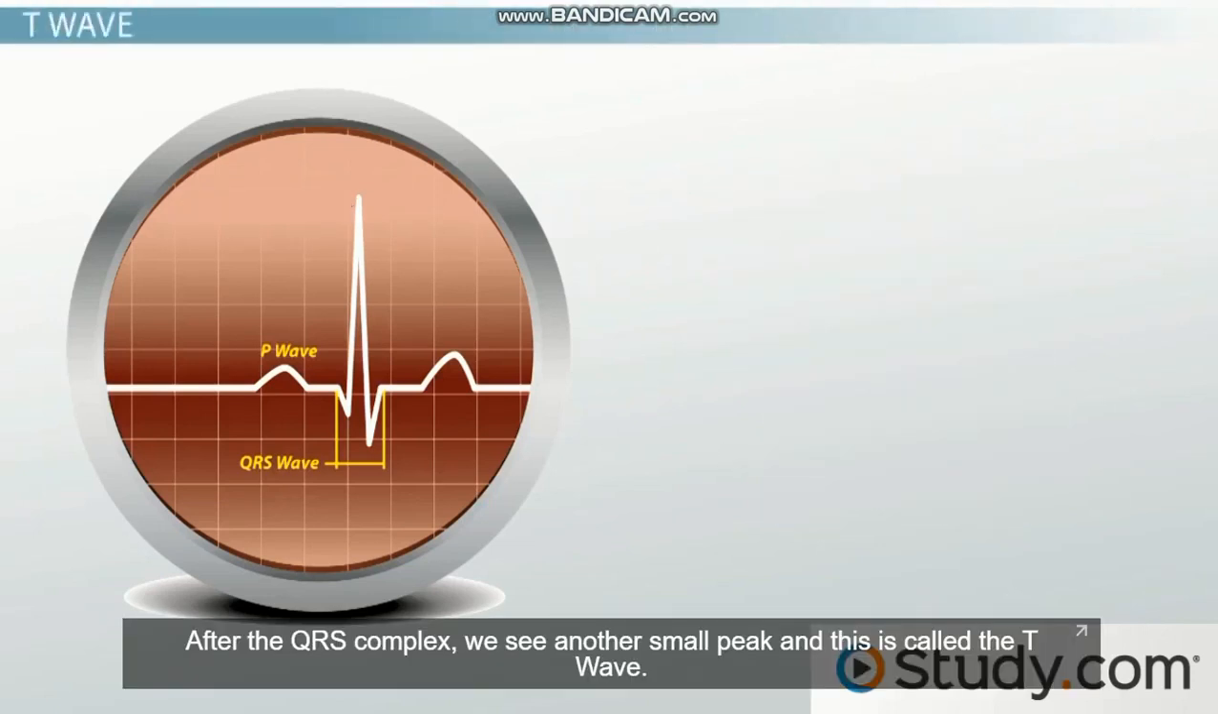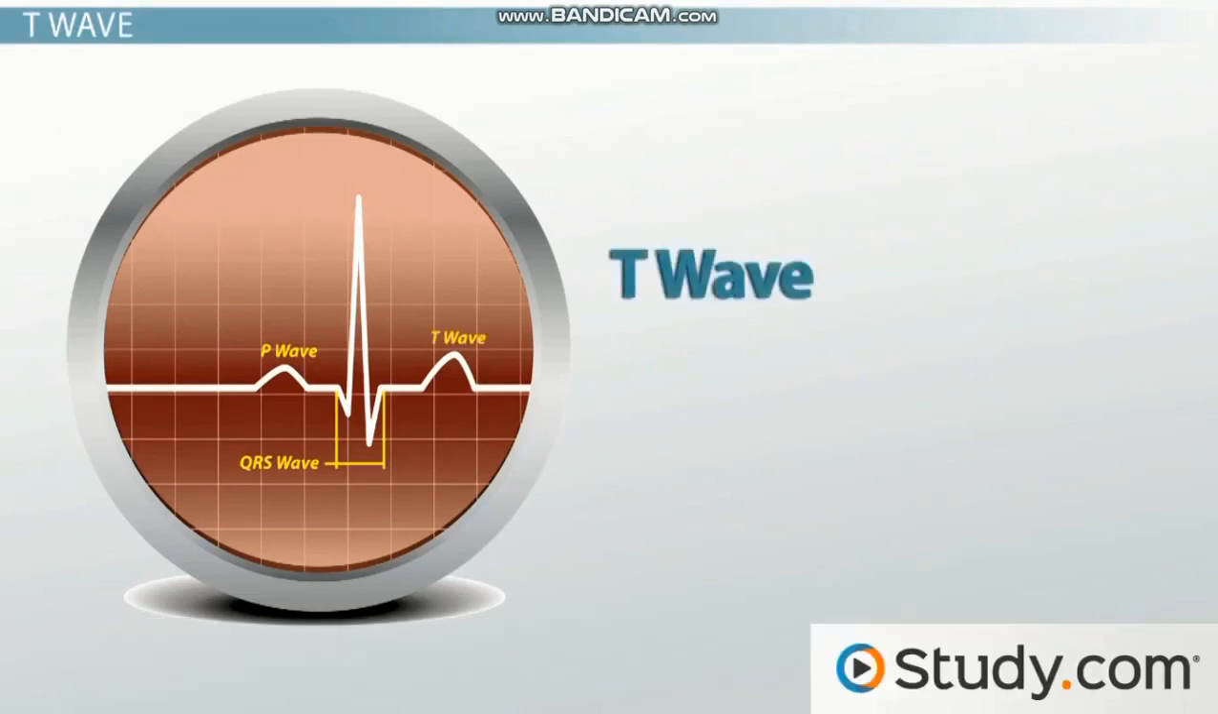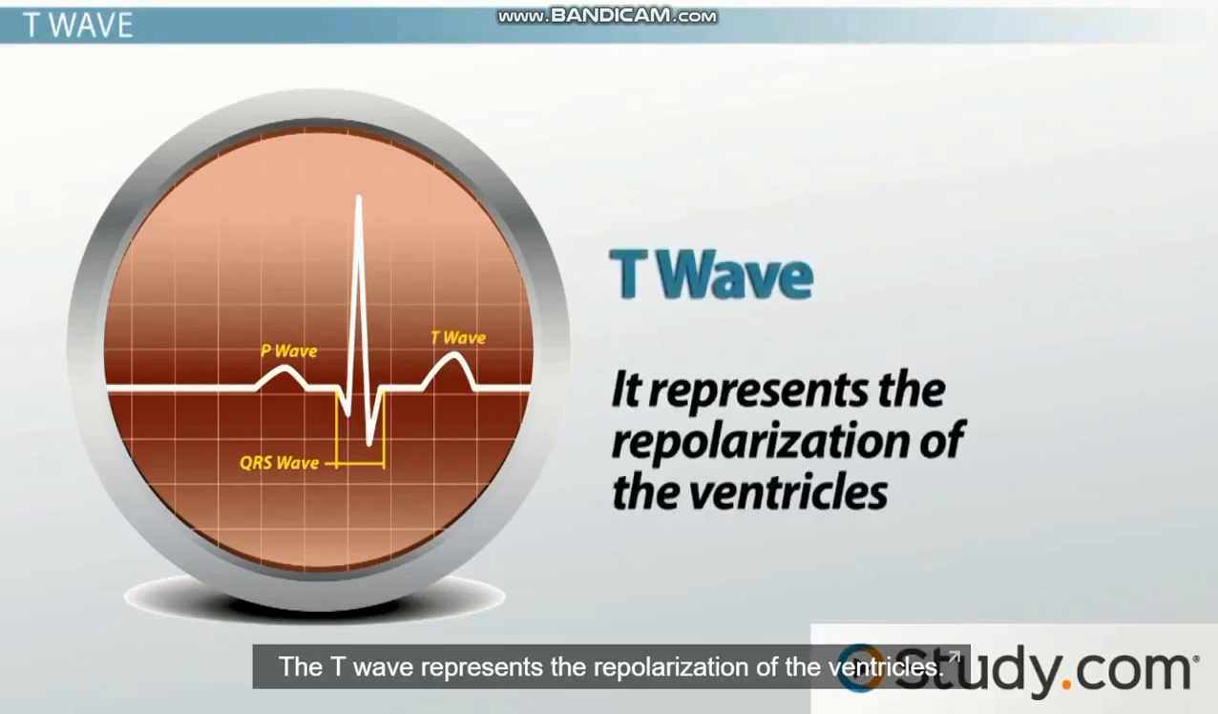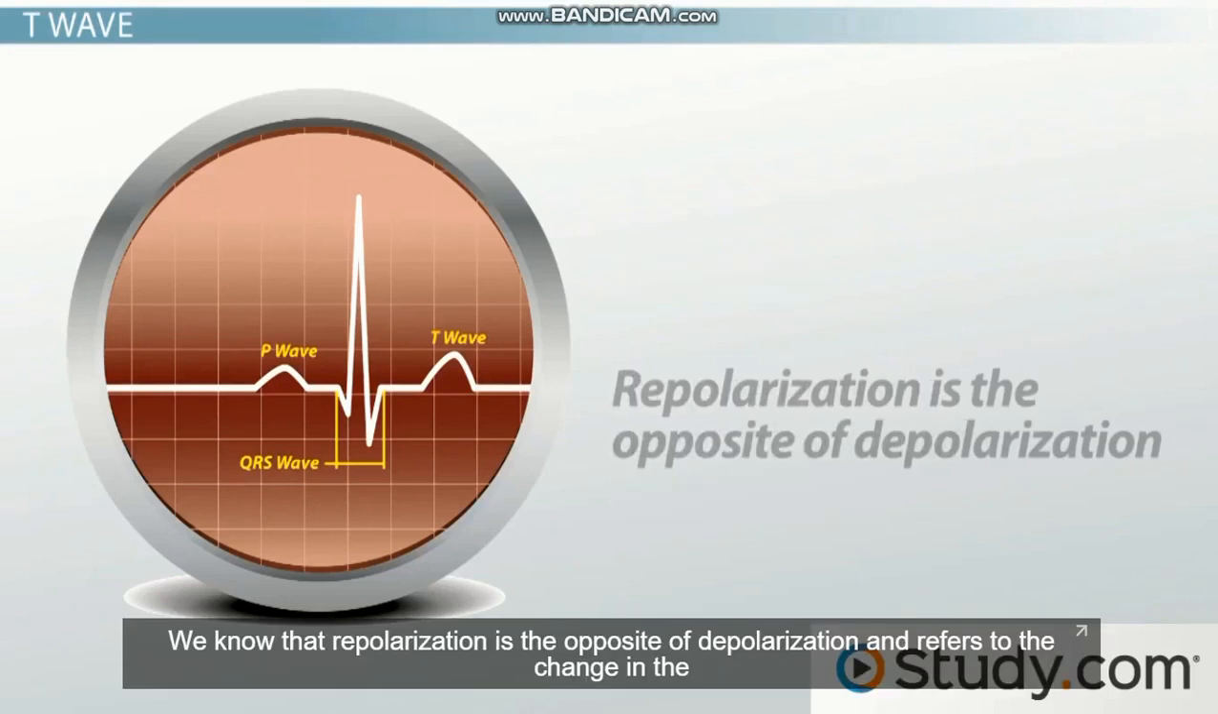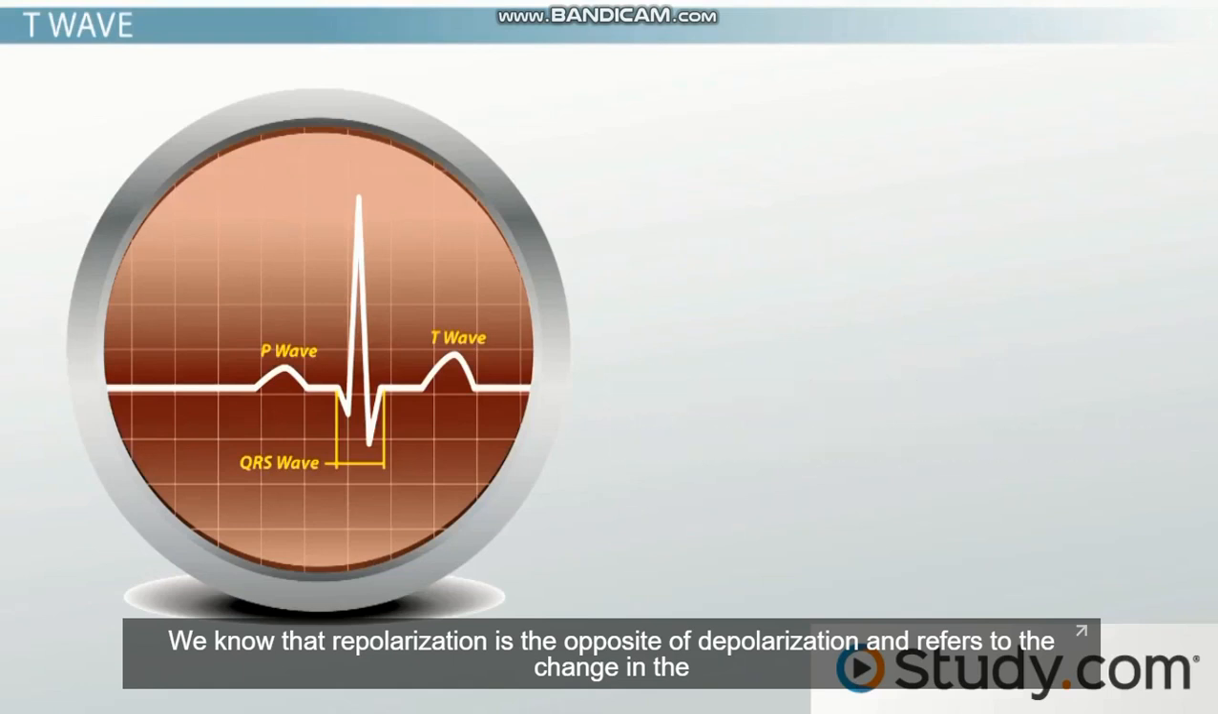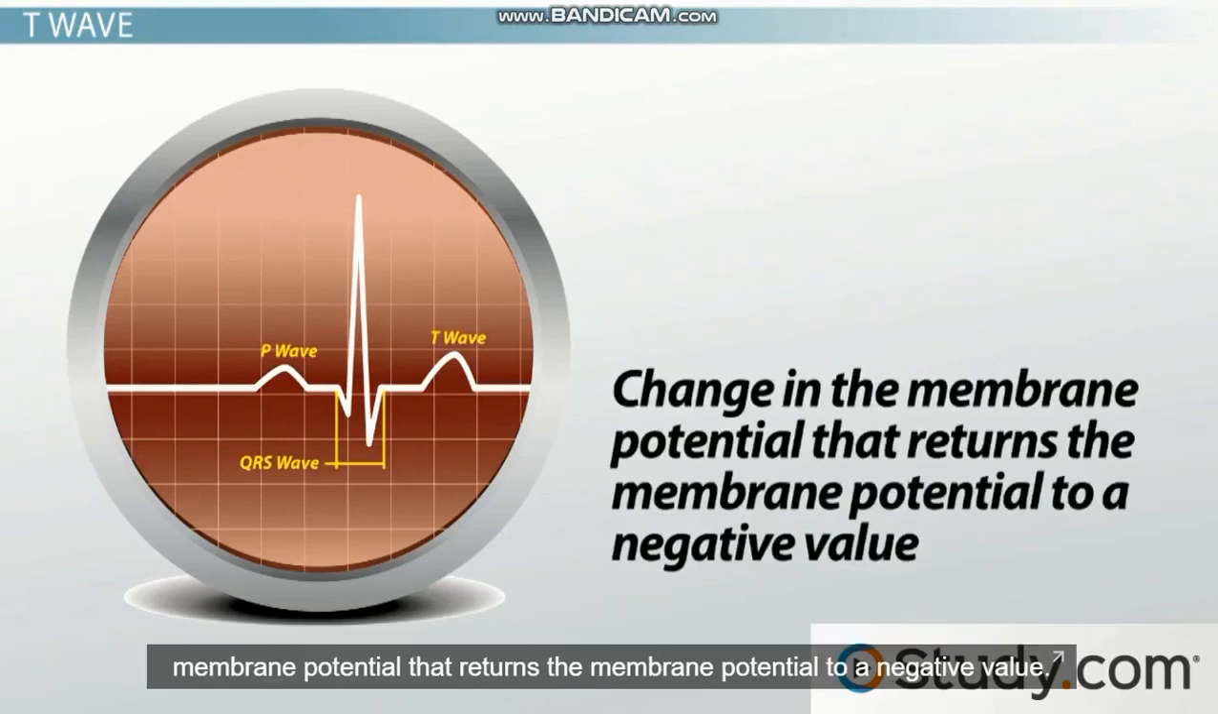After the QRS complex, we see another small peak, and this is called the T wave. Now the T wave represents the repolarization of the ventricles. We know that repolarization is the opposite of depolarization and refers to the change of the membrane potential that returns the membrane back to a negative value.